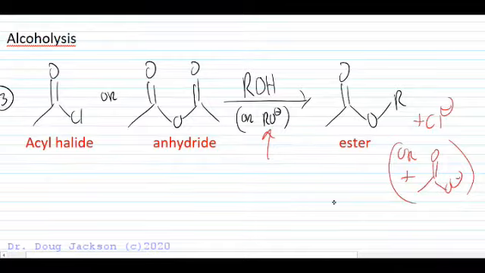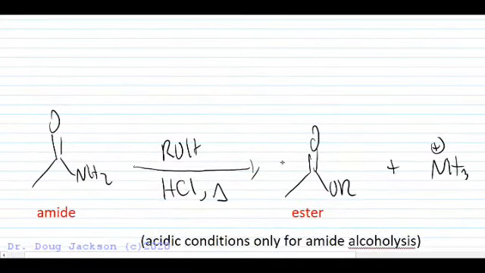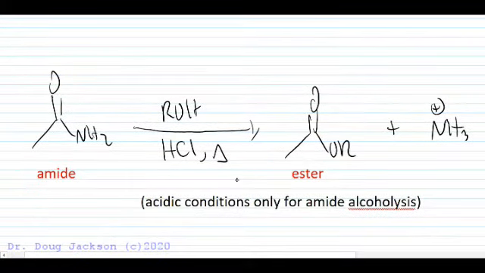Now, if we do alcoholysis of an amide, we can only use acidic conditions because there's no great leaving group in the tetrahedral intermediate if we try basic conditions. The best leaving group would actually be the nucleophile.